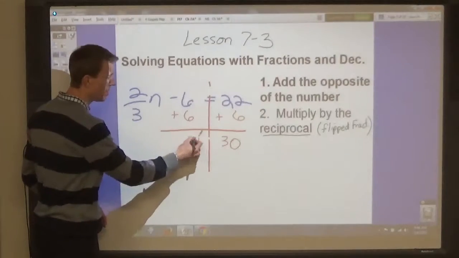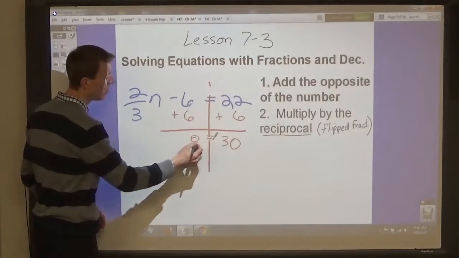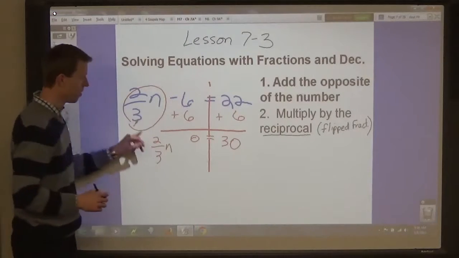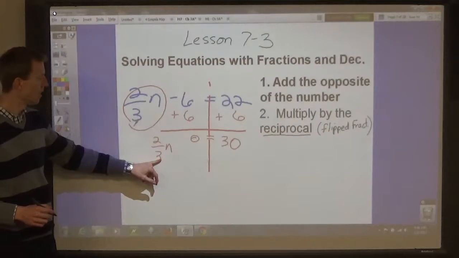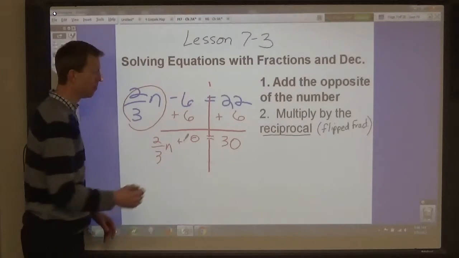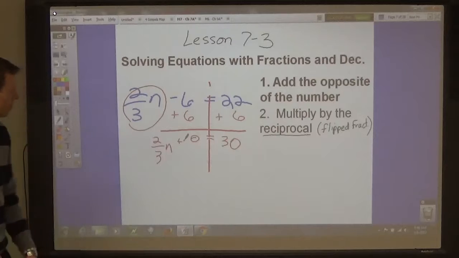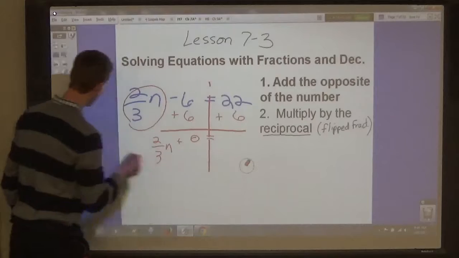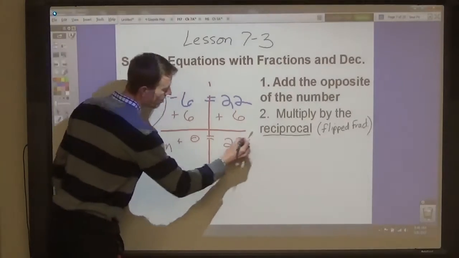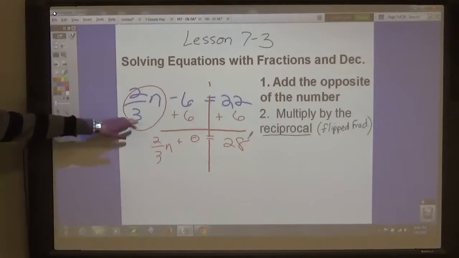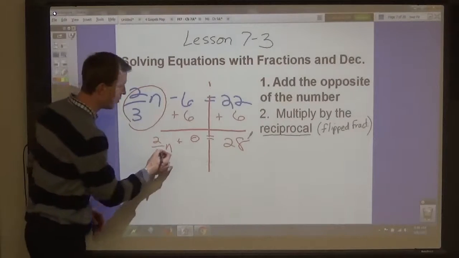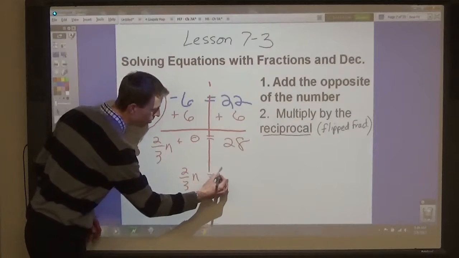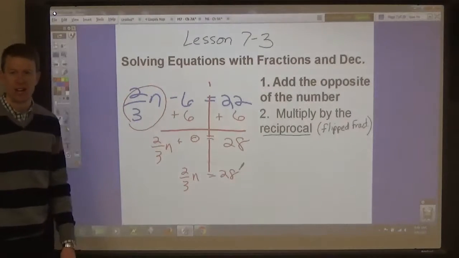So 30 plus 0, 30 equals 0 plus 2/3, and we bring this back down to here. Okay? Now what? Ariel. Oh, I'm sorry, it is 28. Okay. Now, if 2/3 of n plus 0 is 28, then 2/3 n equals 28. And then what?